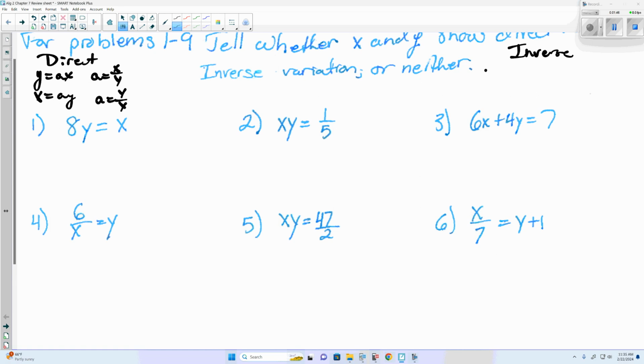Inverse. Y is equal to a over x, or x is equal to a over y, or x times y is equal to a. Now, there are fewer arrangements for inverse than there are for direct, and that's mainly due to the fact that in direct variation, x over y and y over x look different. It's kind of a setup, and sometimes we need to see that to be able to know the difference.